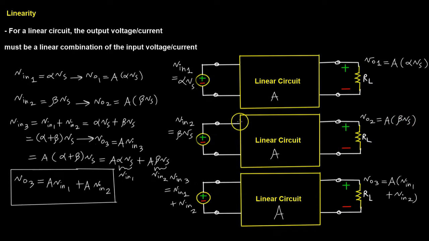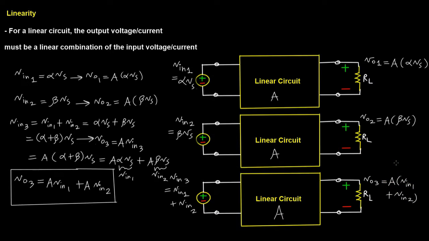Now, in all of these cases, what we basically want to do is prove that if I apply a sum of these scaled inputs, I should be able to get the sum of scaled outputs. In other words, if I have Vn3, which is a sum of two input voltages, Vn1 and Vn2, I should be able to see that Vout3 is some linear multiple of these two inputs. That's a very simple concept.